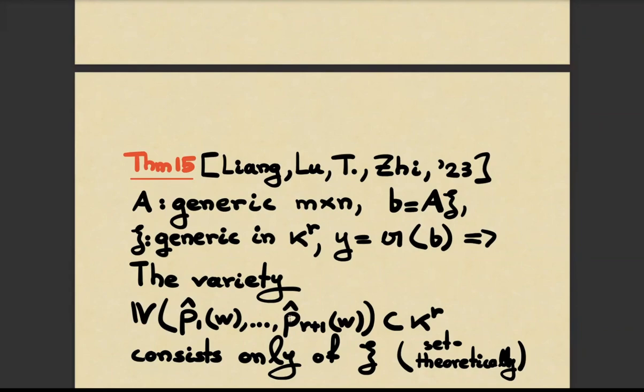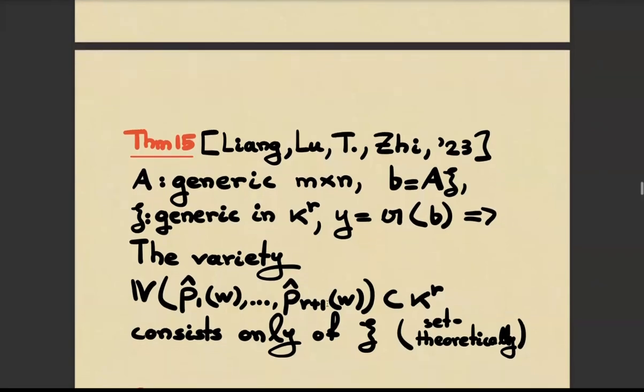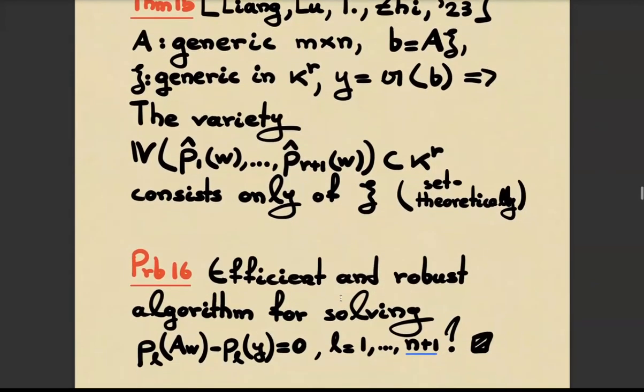So before we took the first r power sum polynomials, now we're taking the first r+1. And here's the challenge. Can we find efficient and robust algorithms for solving this system of, apologies, this should be r+1, not n+1. So of solving this polynomial system of r+1 equations in r unknowns. This is not so easy. And if you're interested, I encourage you to have a look at it.